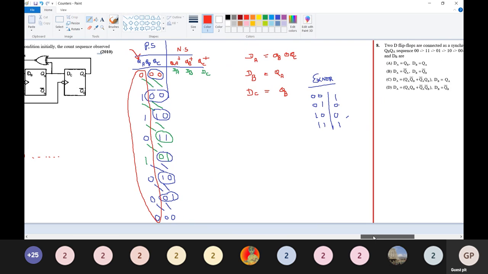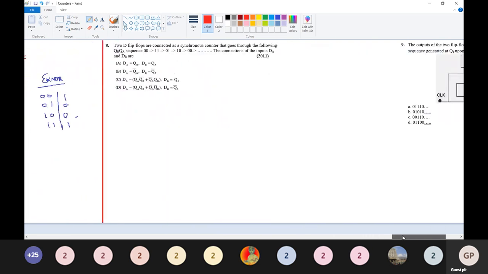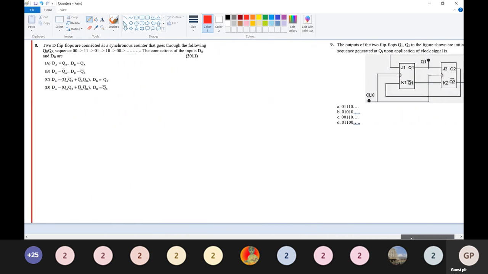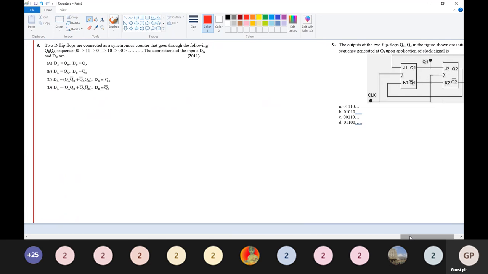Let's move to the next question. We have two D flip-flops connected as a synchronous counter that goes through the following sequence QB, QA: 0 0, 1 1, 0 1, 1 0, and 0 0. The connections of the inputs DA and DB are to be found.